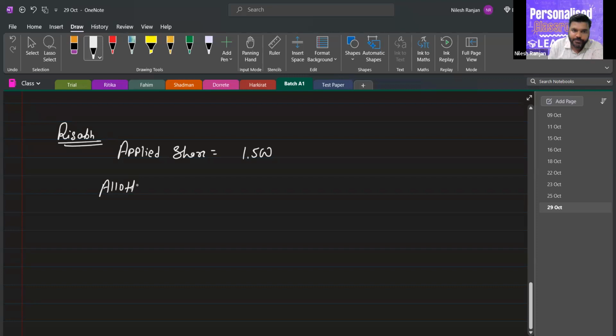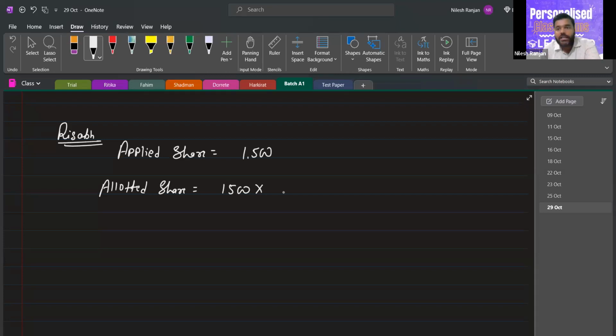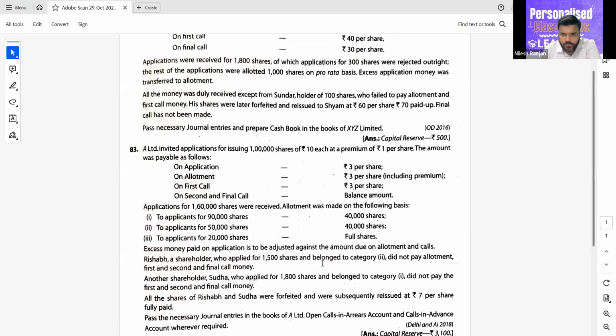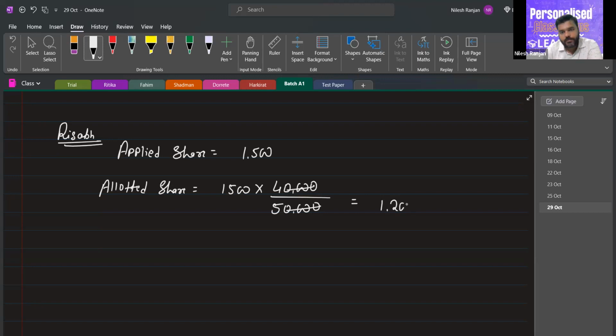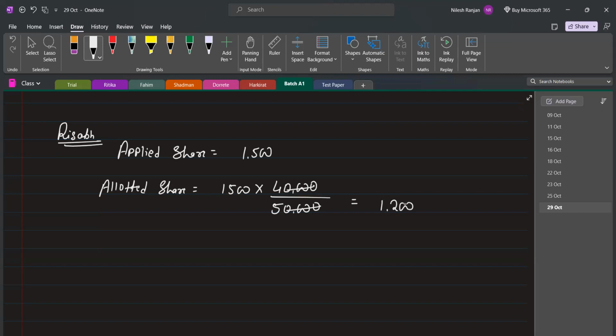So allotted share will be 1,500 multiplied by, now we have to take the share applied and allotted of that category only, in which Rishabh belongs. So which category Rishabh belongs? Category 2, second category. Means 50,000, 40,000. Yes, 40%. So applied share is 1,500. Allotted share we have to calculate. So 40,000 will be numerator, denominator, so this is our 1,200 shares. Is this clear? Yes, sir.